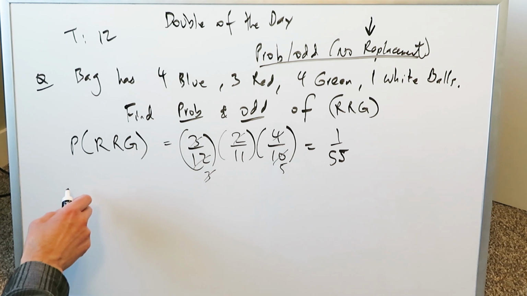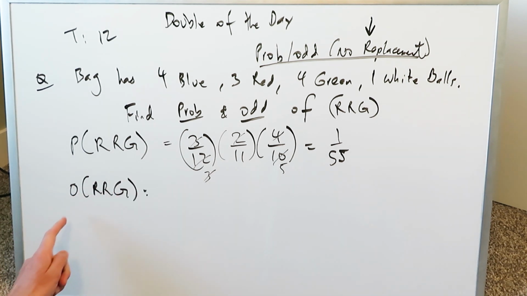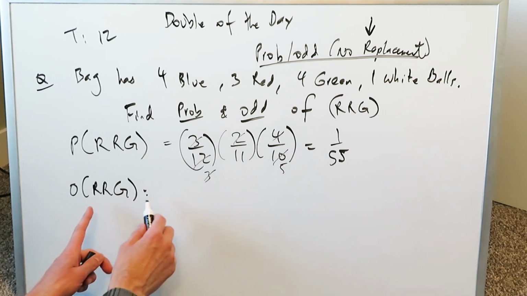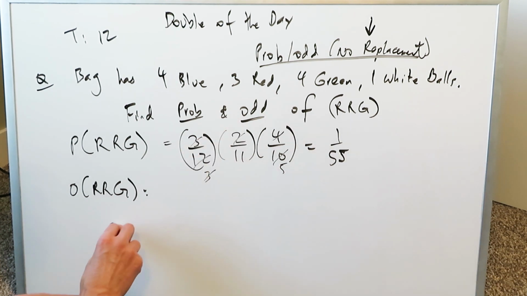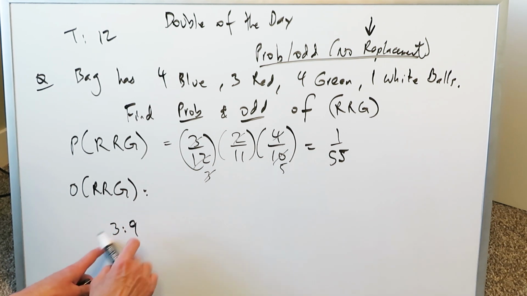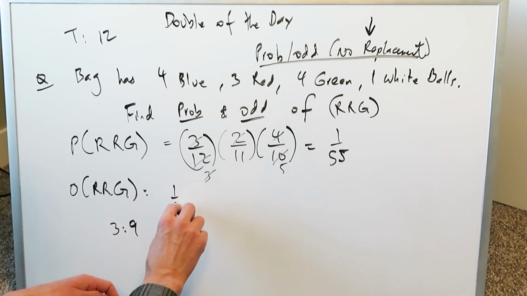What about the odds? The odds of our R, R and a G. What are the odds? The odds is the number of successes to the number of failures. If you're going to do a red ball, you have 3, and then the remaining which will not be red would be 9, because these will total to 12. So your odds for your first red ball would be 3 to 9 or 1 to 3.